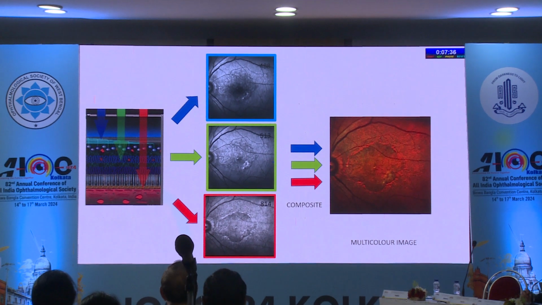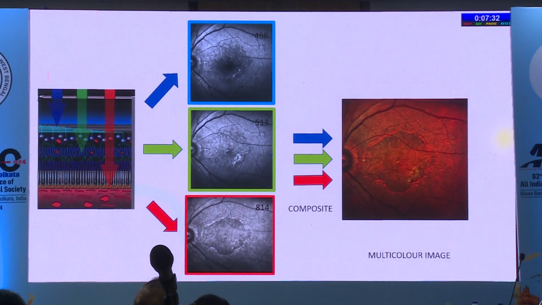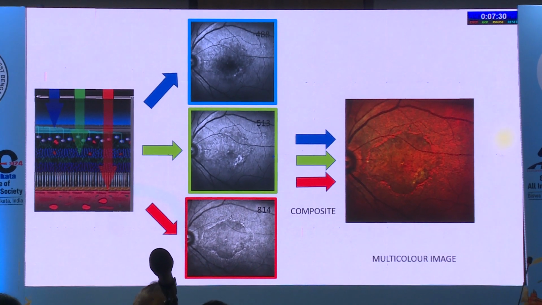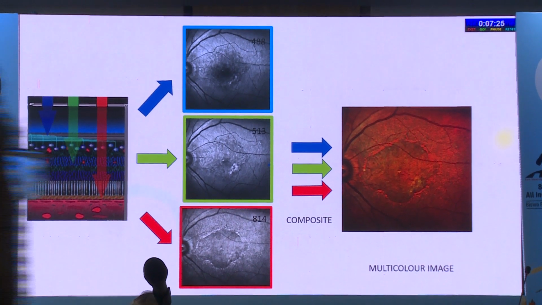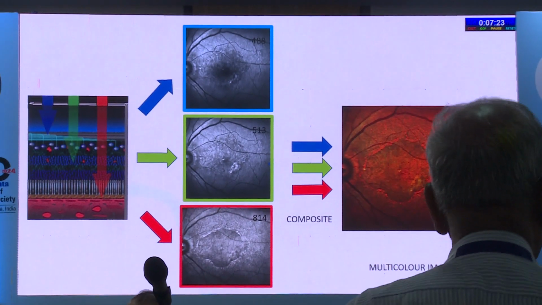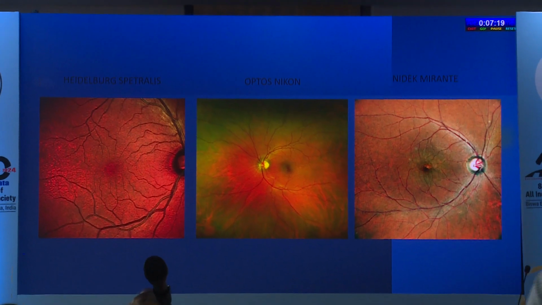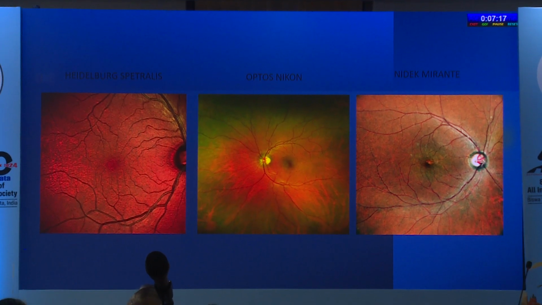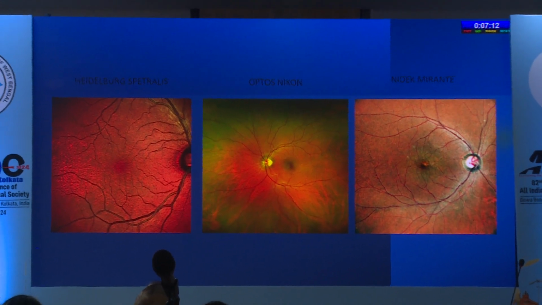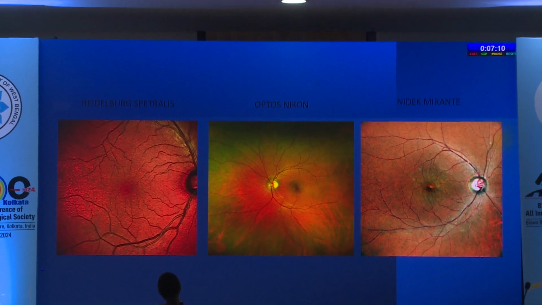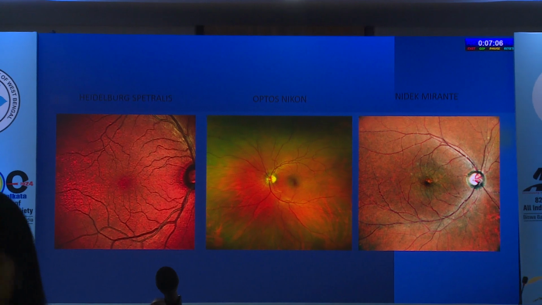So multicolor imaging is different from conventional photography because conventional photography uses light to take images, whereas multicolor imaging uses three lasers, namely the blue, green, and red laser, to take individual images and merge them to form a composite image, and that's why we call it a multicolor image. This is a multicolor image from three different machines. By far I feel Mirante gives the best pseudo color, which almost resembles the normal color of the fundus.